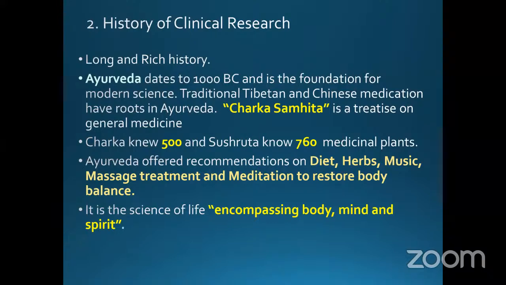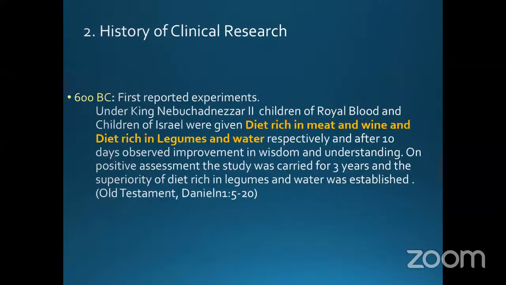Before we reach randomized controlled trials, you need to know the checks and the tragedies that happened with scientific experiments. The first reported experiments started around 600 BC under King Nebuchadnezzar II, when the children of royal blood and the children of Israel were given a diet rich in meat and wine, and a diet rich in legumes and water, respectively. After 10 days, improvement in wisdom and understanding was observed, a study was carried on for 3 years, and the superiority of the diet rich in legumes and water was established. This was in the Old Testament, 600 BC. That's how clinical research was first reported.